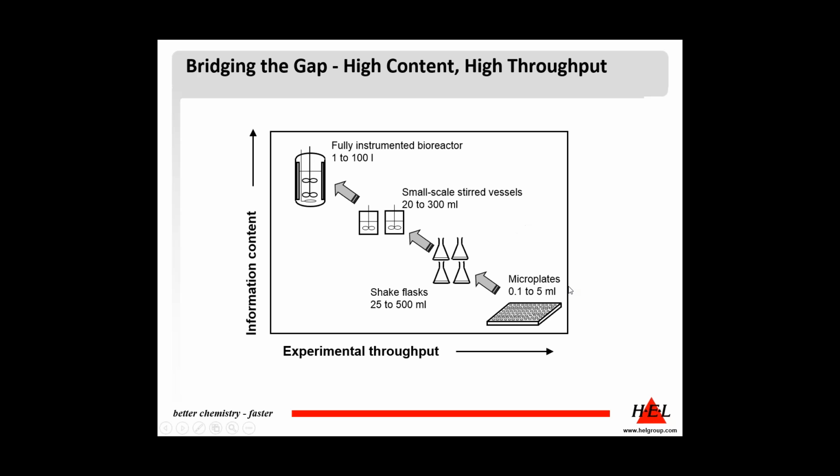So just a few words about the current market with availability and approaches to screening and process development tools. There's always a trade-off between experimental throughput and information content. At one end you have microplates, where there's a lot of capacity in terms of screening, but the information content here can be quite low. And then we have shake flasks. Again, this is a cost-effective method of screening, but the information content can be quite limited.